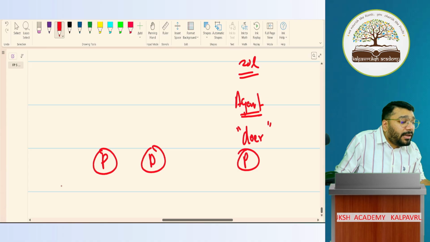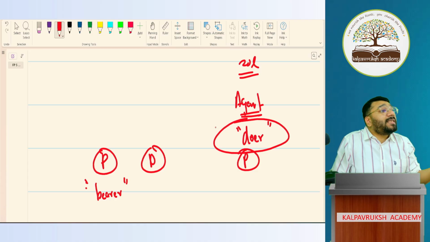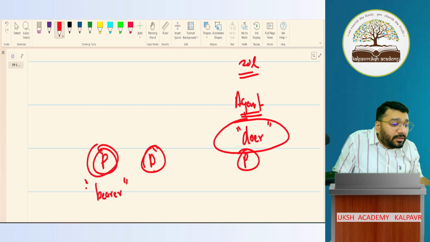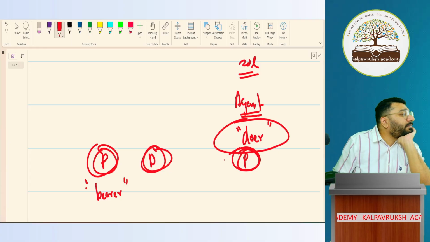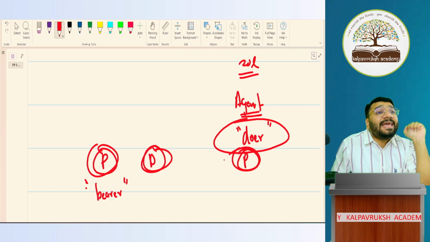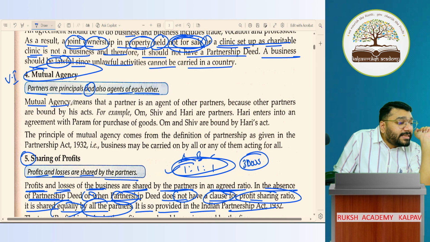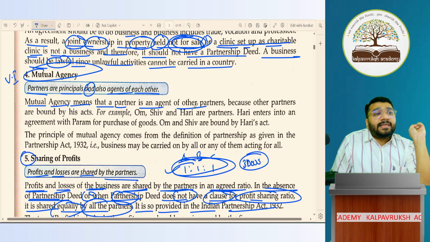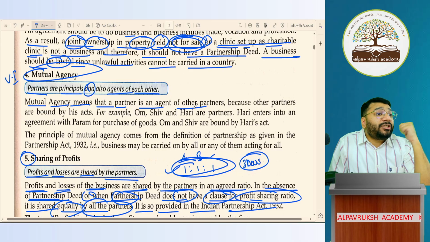What is the meaning of principal? Bearer. Whatever the doer does, the consequences of that will be borne by the principal, that is A, B, C. All three will bear it. Okay, not okay. This is called the concept of mutual agency. Mutual agency means that a partner is an agent of the other partners. In my first example of A, B, C, A purchased the goods on credit. In this, who is the agent?